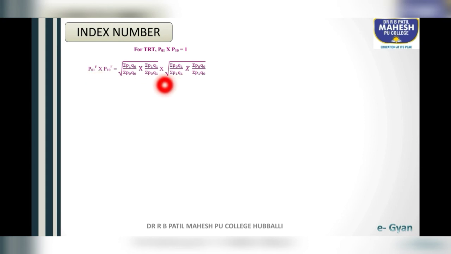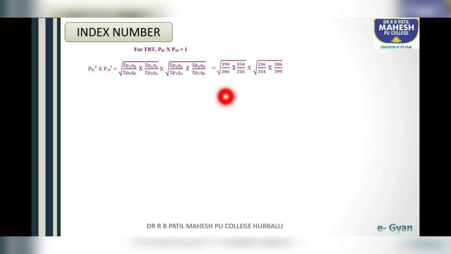Write the terms of P01. P01 means this is Fisher's formula. Next you write the terms of P10. P10 means you just replace here 0 by 1 and 1 by 0. So this is terms of P10. Now substitute the values. Summation P1 Q0 total is 399. Summation P0 Q0 total is 286. Summation P1 Q1 is 354. Summation P0 Q1 total is 256.